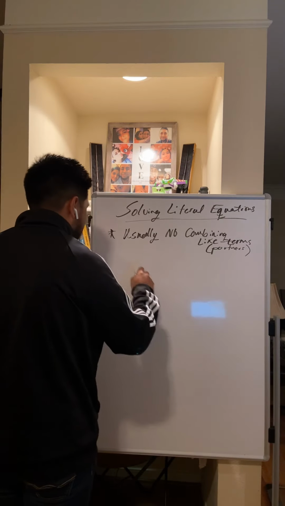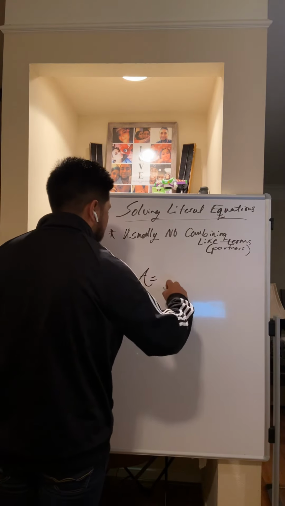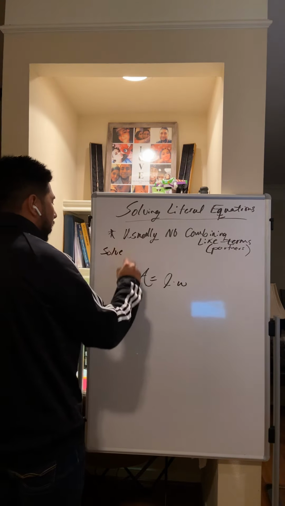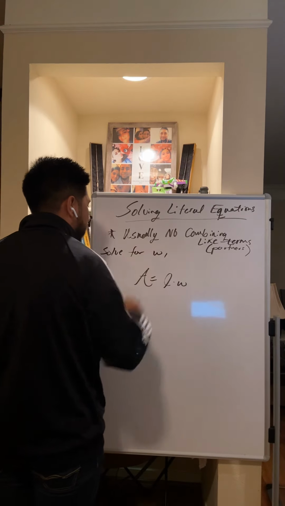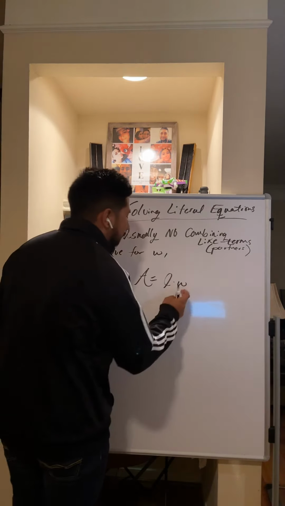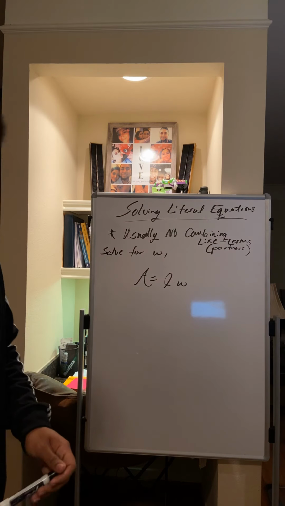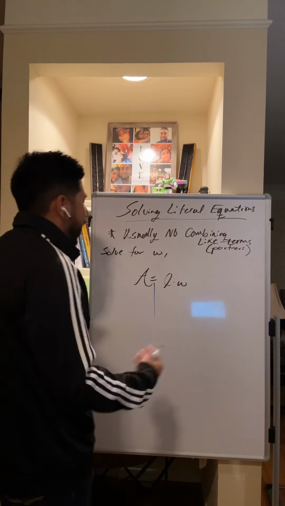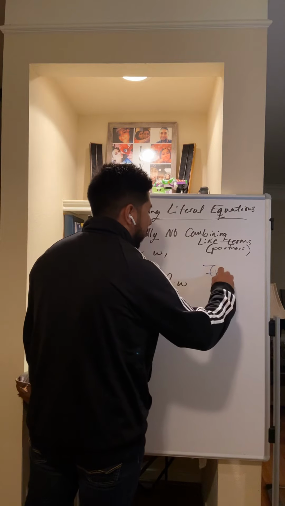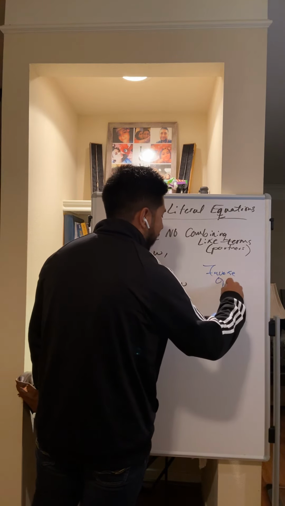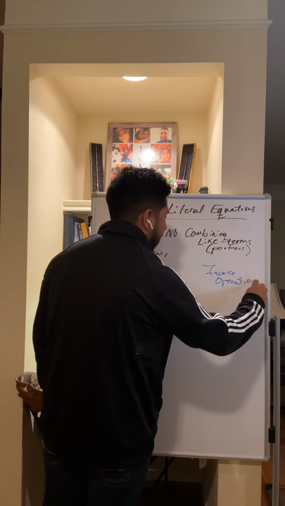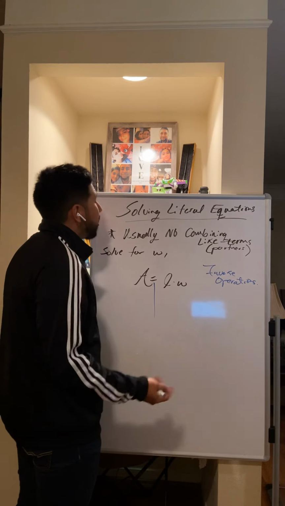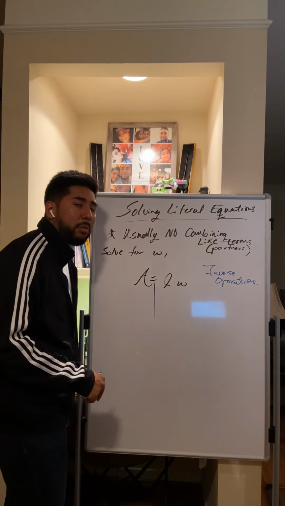Example, area equals length times width. I want to solve for W. That means I need to get this W by itself. Of course, we want to do the border to make sure we know our left and our right side. And now we need to be doing something called the inverse operations. What that means is I'm going to look at who's with my W. I'm going to do the opposite of what is happening in the formula right here.